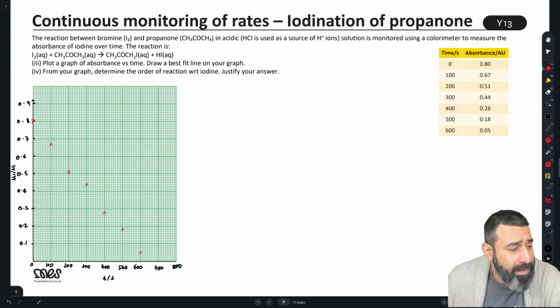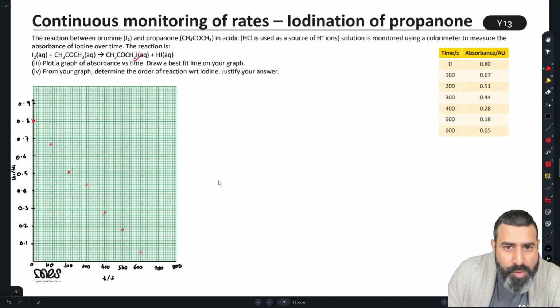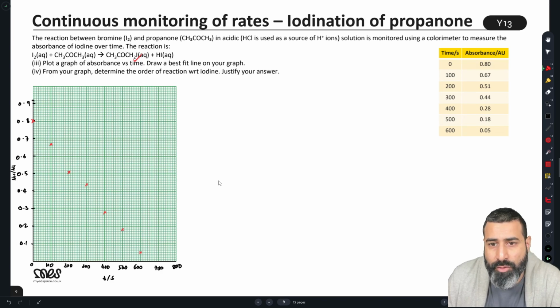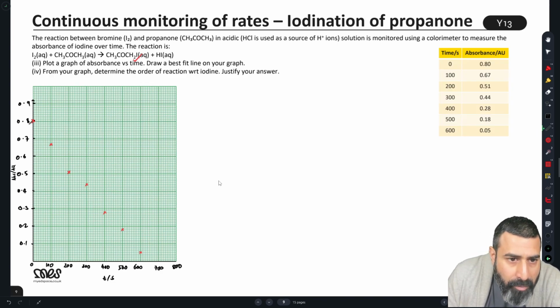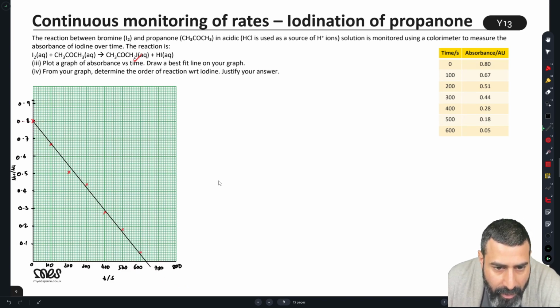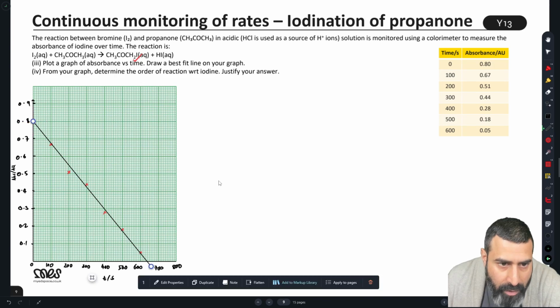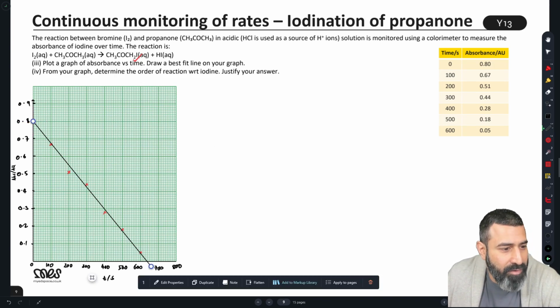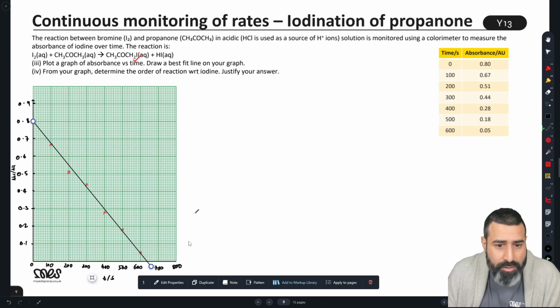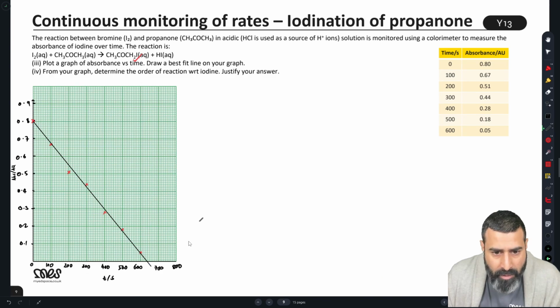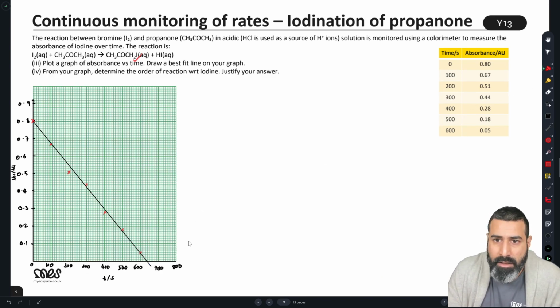So in the words of Blue Peter, here's one that I've made earlier. We've plotted a graph of absorbance versus time. Now I need to draw a best fit line on my graph. We can do that in black. Let's have a look at what my best fit line might look like. Something like that. That looks reasonable to me. That looks pretty good, actually. Okay, so there is my best fit line.